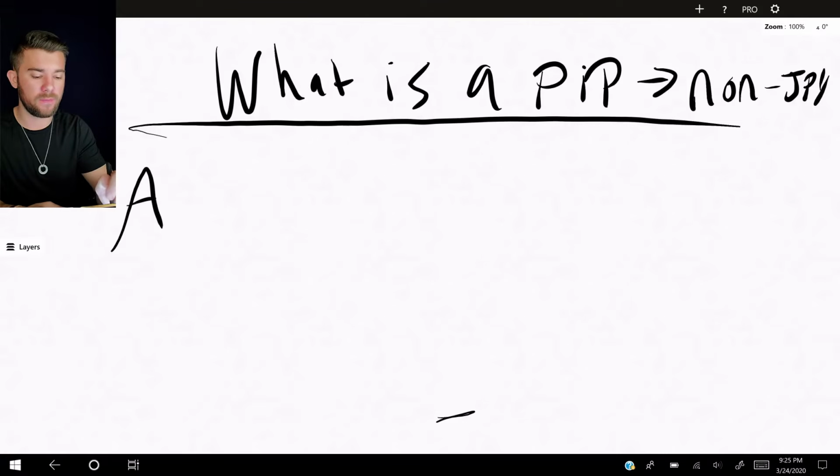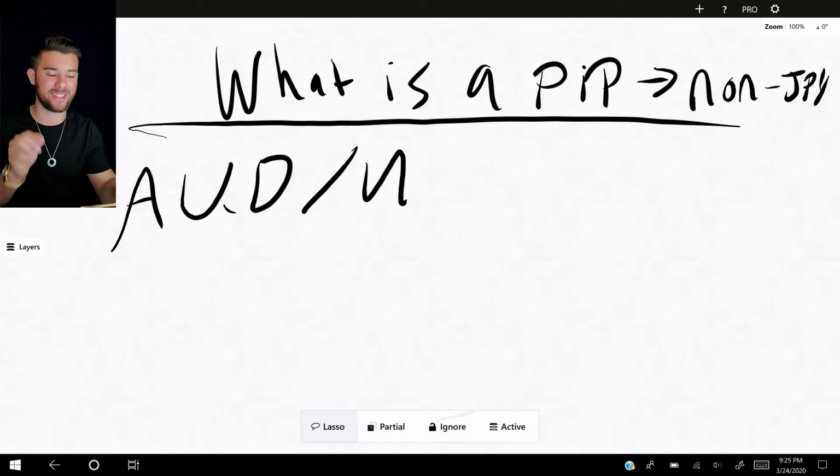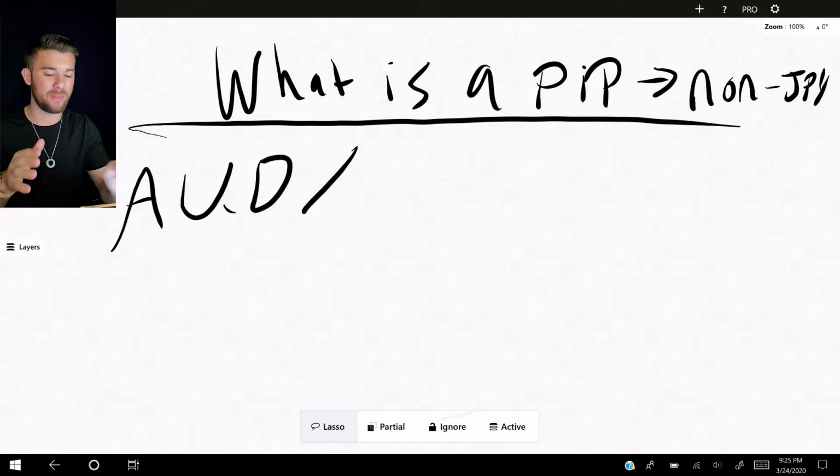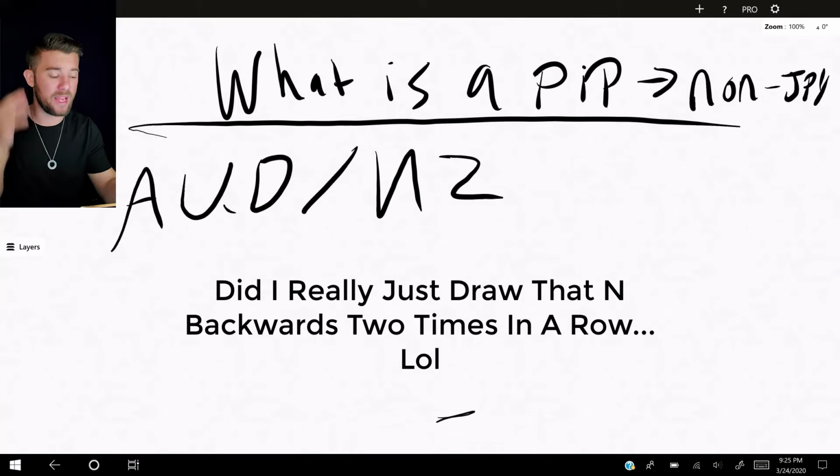So AUD, NZD. I do my N's backwards. I'm slightly dyslexic. I literally just drew an N backwards because I cannot ever remember which way they go, and in my head it's always backwards.